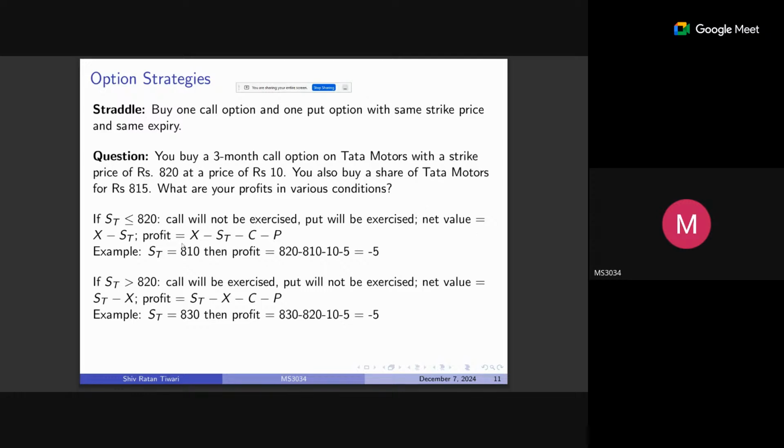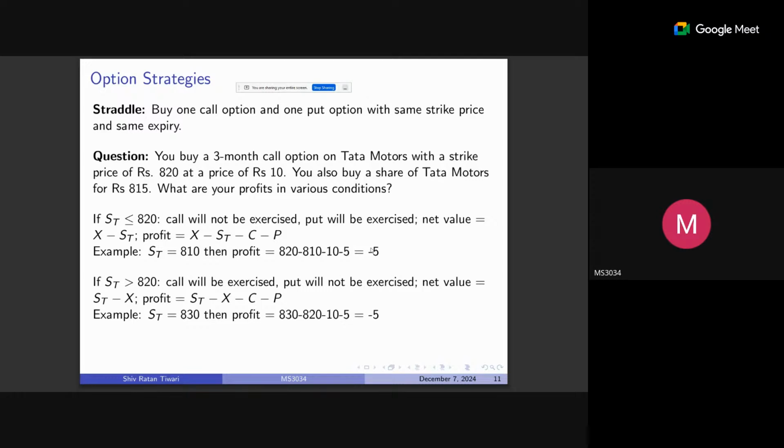So the net value of the put is X minus ST in this case. Your profit will be X minus ST minus the call premium minus the put premium. For example, if your share price is 810, then your profit will be 820 minus 810 minus 10 minus 5, so your net profit will be minus 5 rupees. So you are incurring a loss in this case.